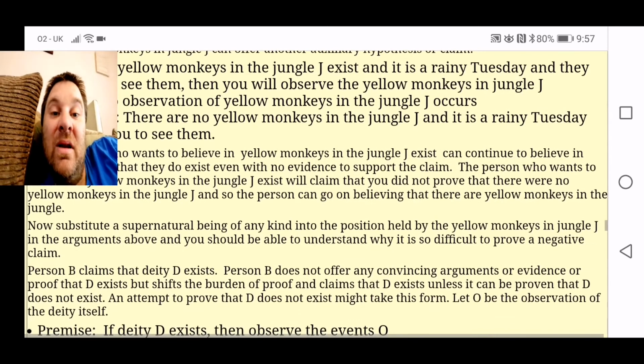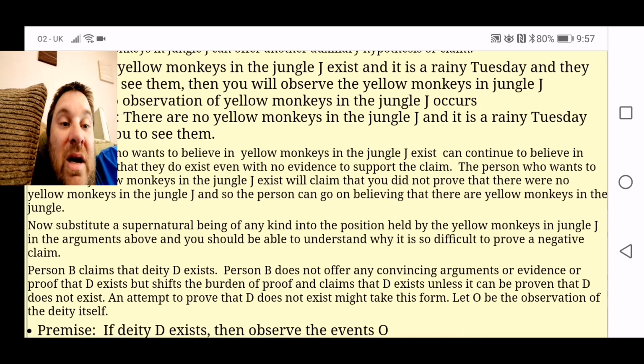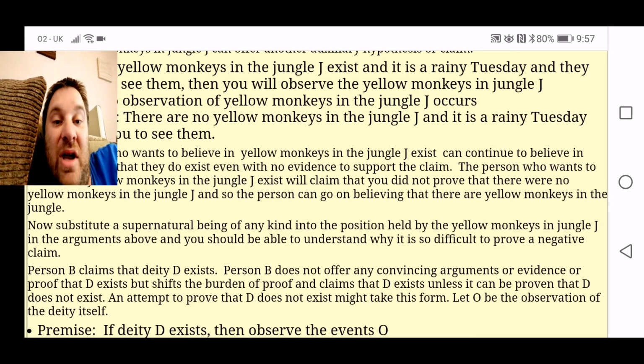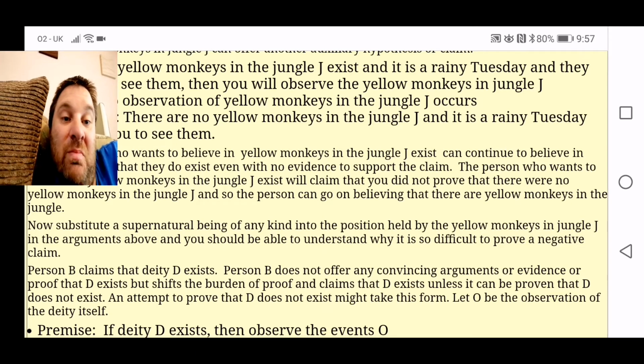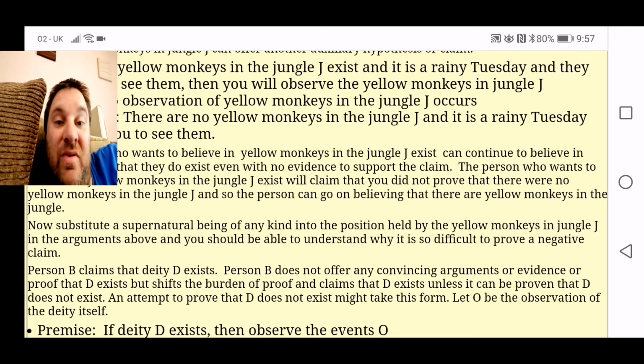Yeah? Now substitute a supernatural being of any kind into the position held by the yellow monkeys in Jungle J in the arguments above, and you should be able to understand why it is so difficult to prove a negative claim.